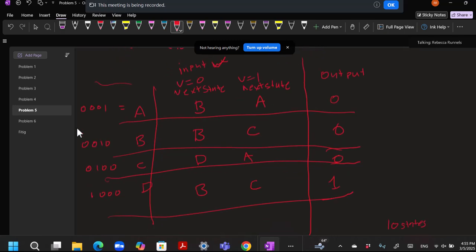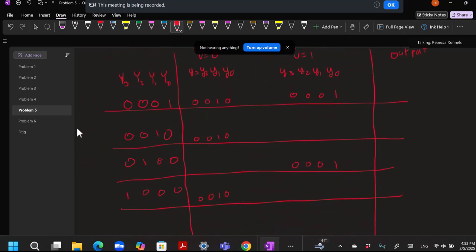And C is 0, 1, 0, 0. And D was 1, 0, 0, 0. And your output is going to be unchanged from the one before.